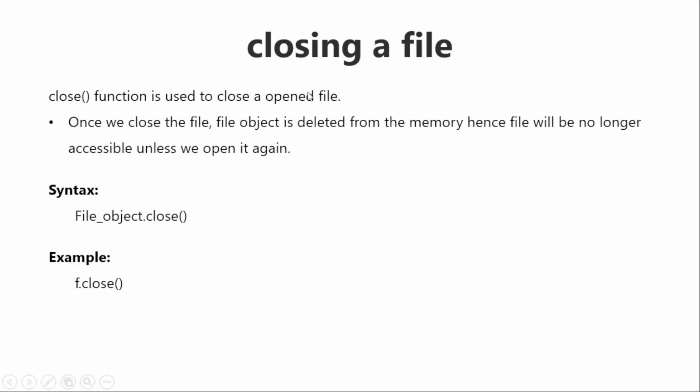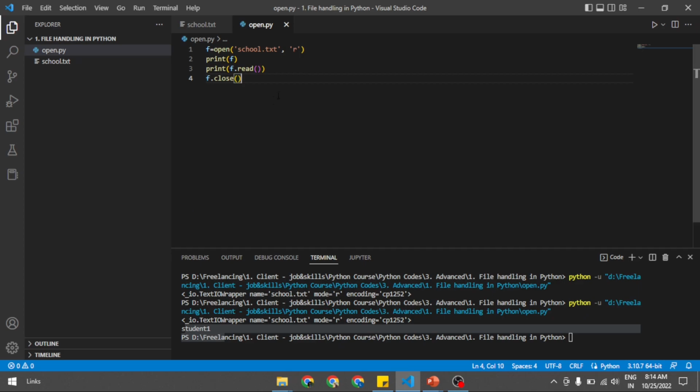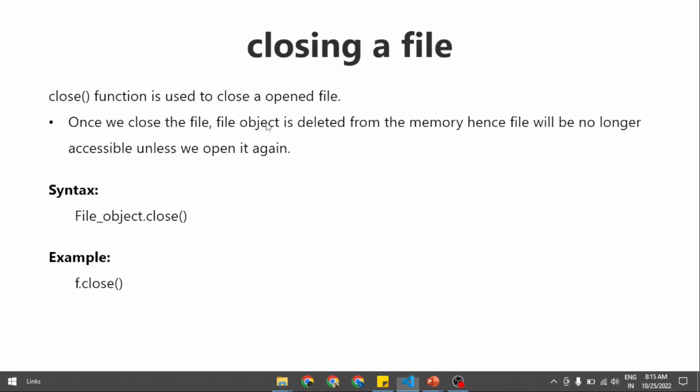So that's exactly how the close function works. The syntax is file object dot close, for example f.close. As I said, once you have opened a file, you need to close it. So the syntax is f.close, where f represents a file object or file handler. So that's the closing of a file.